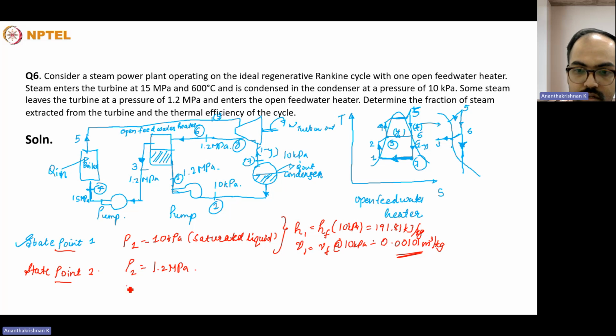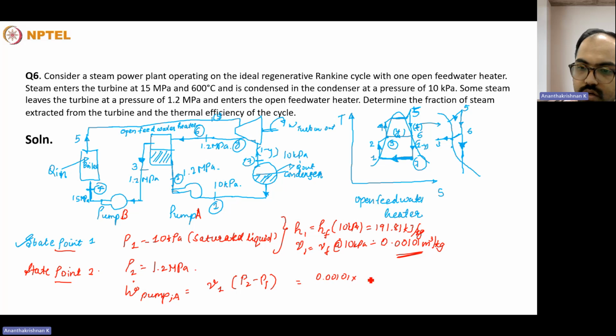So work done in the pump 1, we can denote it as pump A, and this is pump B. Work done in pump A will be equal to nu1 into P2 minus P1, the specific volume at point 1. Since this is a pumping process and not a compressing process, we assume that there will not be a significant change in volume. It will be very minute. So we can assume that the starting and the ending of the pump will have almost the same specific volume.